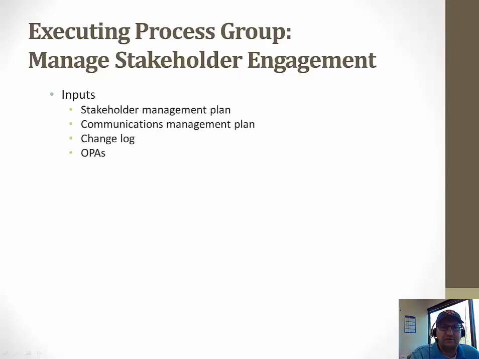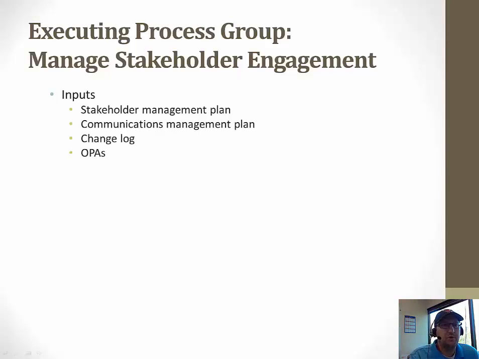So the executing process group then. This process makes sure stakeholders, especially negative ones, are kept up to date and well informed of the progress of the project. Active management can increase support and minimize resistance from stakeholders, and it decreases the risk of the project not meeting its goals. Okay. The inputs here, the stakeholder management plan tells us how we'll manage the stakeholders.